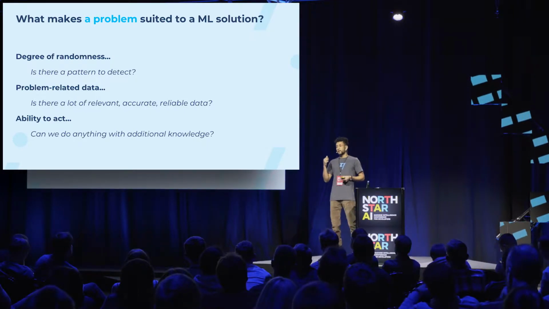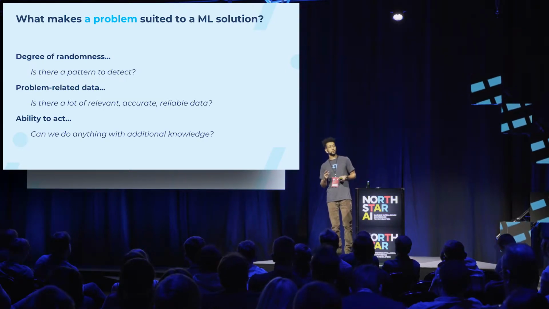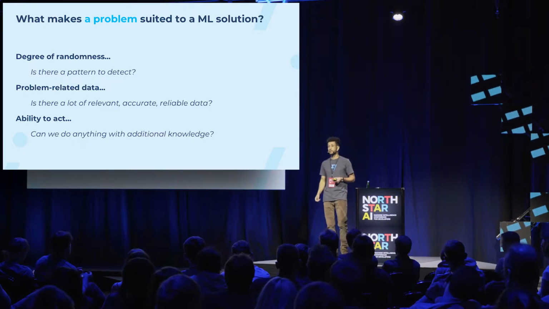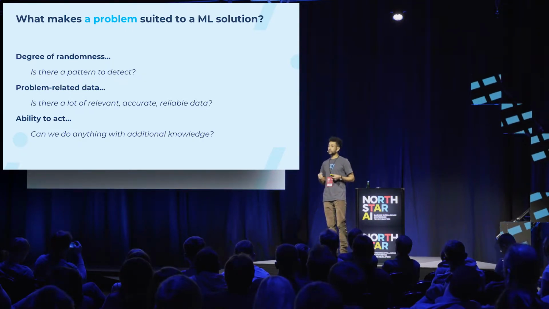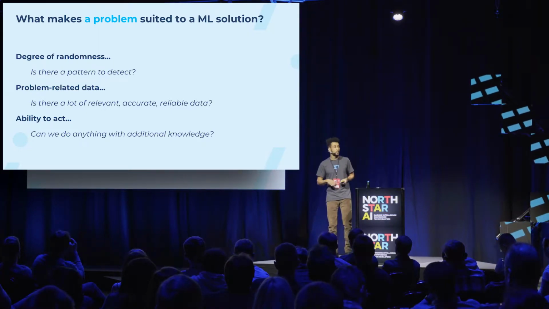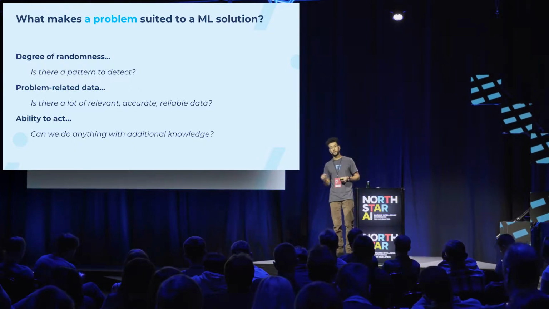Okay, with those two things, you can actually build a machine learning model, but for it to be a solution, you need one last thing. You need the ability to act. Often this is, can we do anything on the back of our model or our forecast or our prediction? Can we take some sort of action to actually change the outcomes and make them more in our favor?